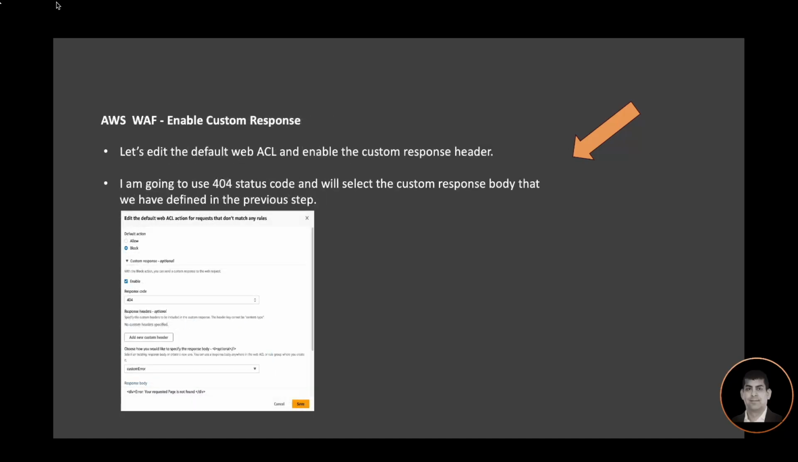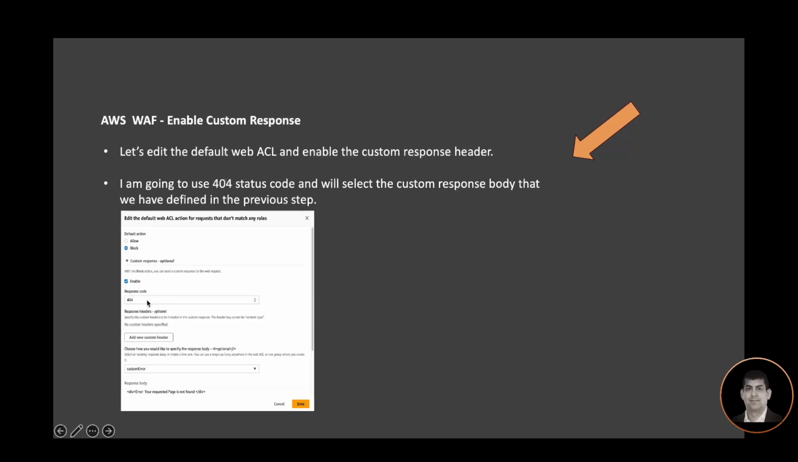Let's enable the custom response. We're going to go back to our default web ACL that we created in the previous workshop. And this time we're going to enable the custom response. All other details that we configured for that rule will remain the same. If you see here, all I have done is enable the custom response.